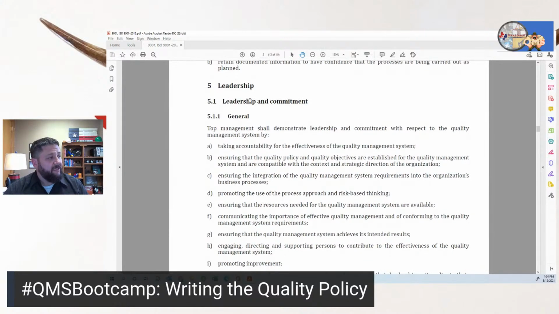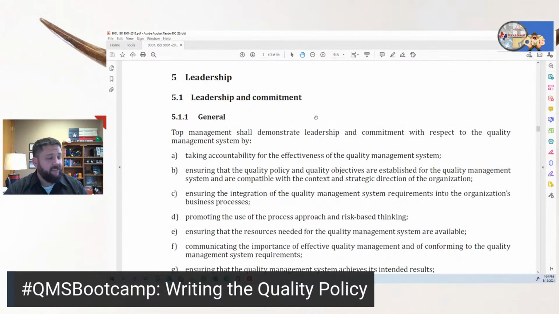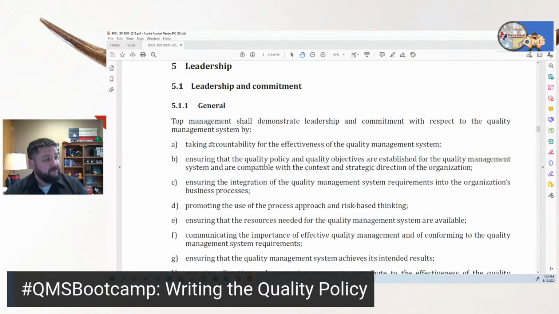So first, we talk about leadership commitment. And this does matter because the quality policy is the mission, the vision, the one document that outlines why quality matters to us. So it says here, the top management shall demonstrate leadership and commitment with respect to the quality management system by, so we want to take accountability for the effectiveness. We want to ensure, here's that word, quality policy and quality objectives are established for the quality management system. This is a function of top management.